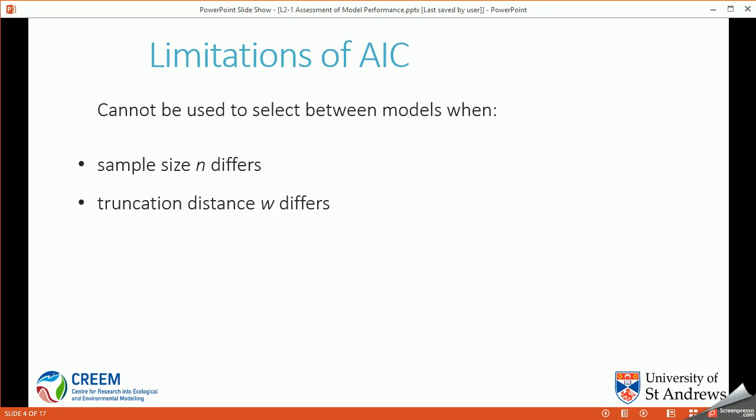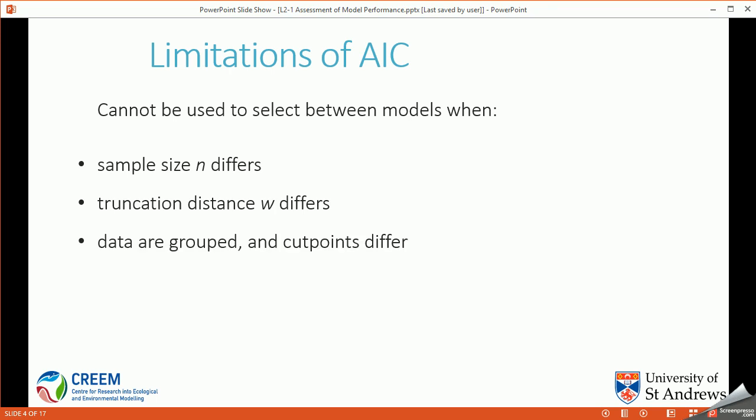If your truncation distance differs between models, you again can't compare them, because although it may not look like it, you've actually given the two models different data. Even if there were no detections in, say you had one model that you truncated at 1 nautical mile and another you truncated at 1.5 nautical miles, and there were no detections between 1 and 1.5, you've still told the model different things. On the first one, you've said there's nothing detected up to 1 nautical mile, and on the second one you've said there's nothing detected up to 1.5, and that's effectively different data. So you need to use the same truncation distance.